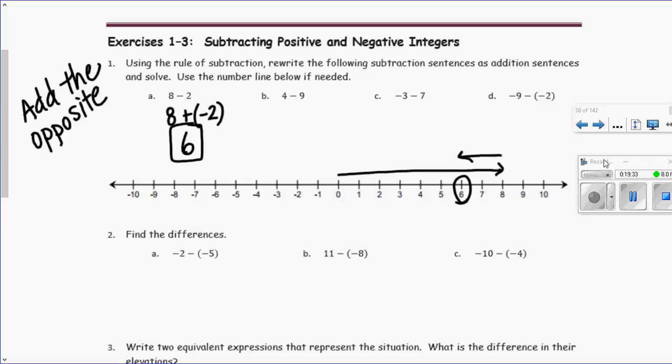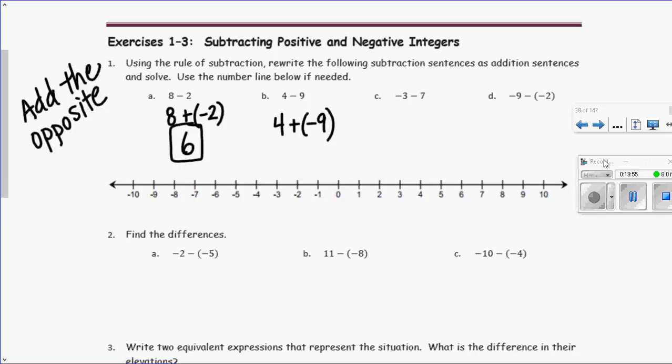Okay, I'm going to help you rewrite B, C, and D. Then you're going to pause it and solve it on this number line or your orange number line in your binder. Okay, here we go. For 4 minus 9, we want to add the opposite. So 4, I'm going to add whatever the opposite is of 9. The opposite of 9 is negative 9. Okay, you can solve that one.